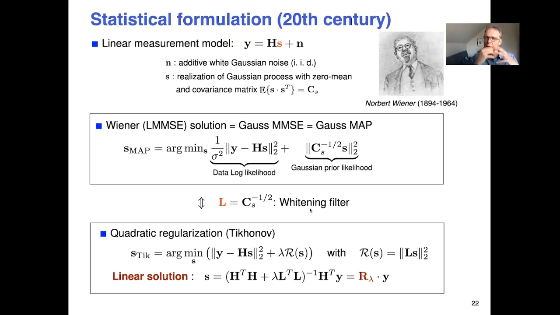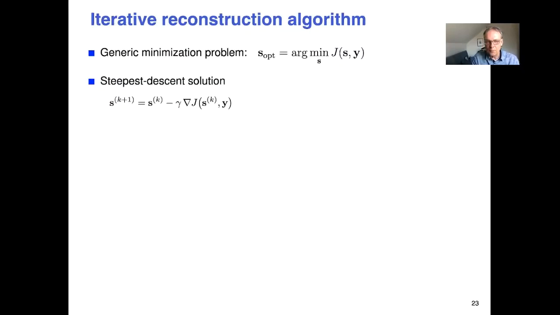Okay, so if you know something about your process, about the statistics, then you can say that the optimal prior information that you can give is the one that will create the flat spectrum. Okay, so that's the whitening filter. And that's completely optimal.